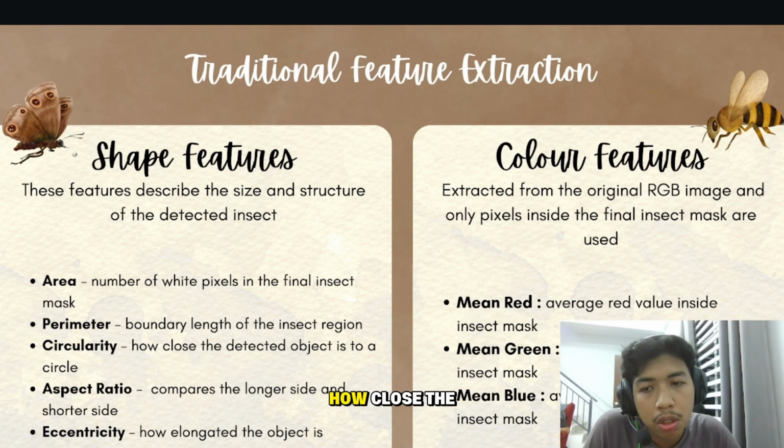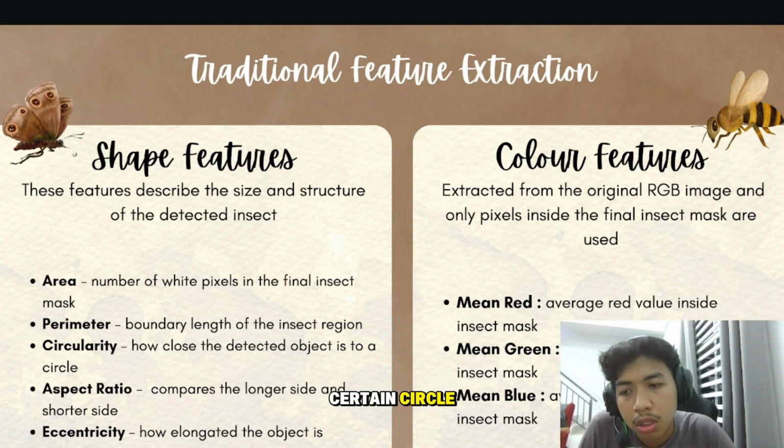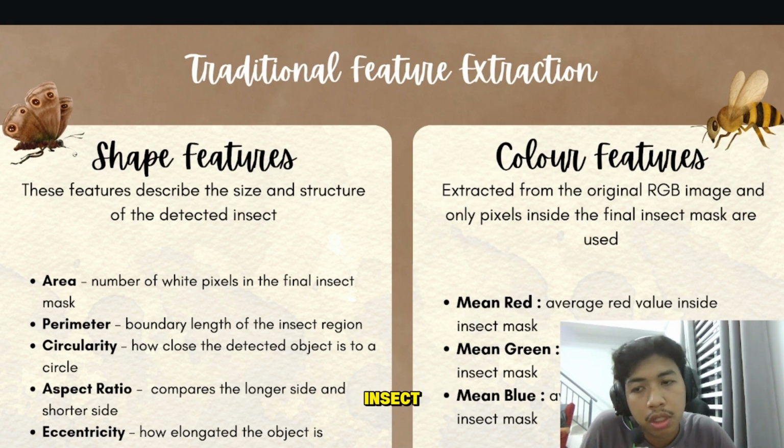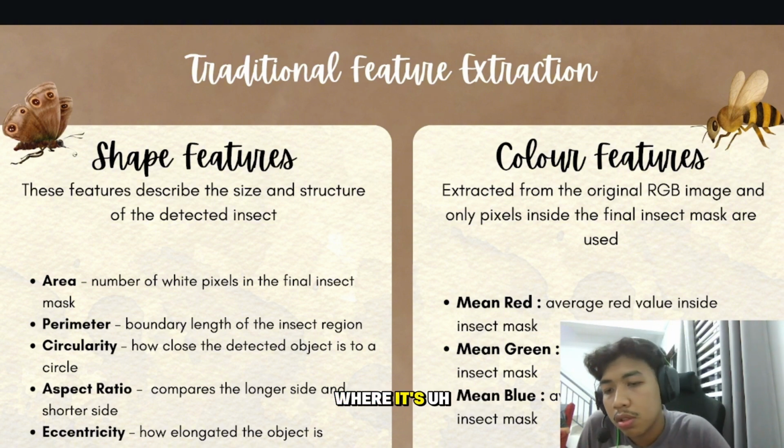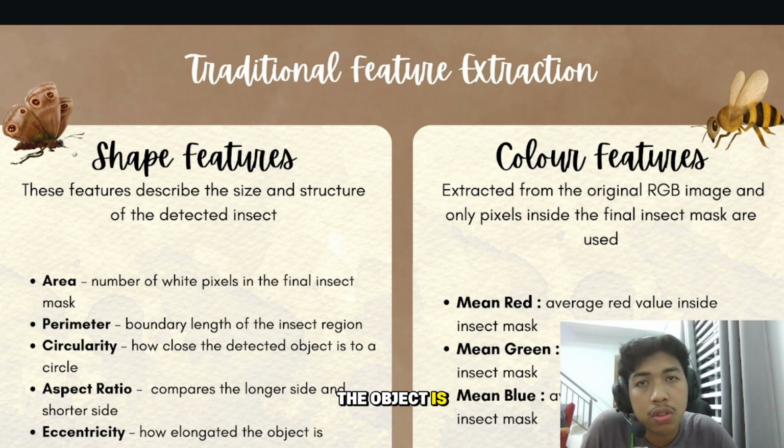Circularity is how close the detected object is to a circle. Then we also have aspect ratio, where the feature compares the longer side and the shorter side of the insect. And last but not least, eccentricity, which shows how elongated the object is.